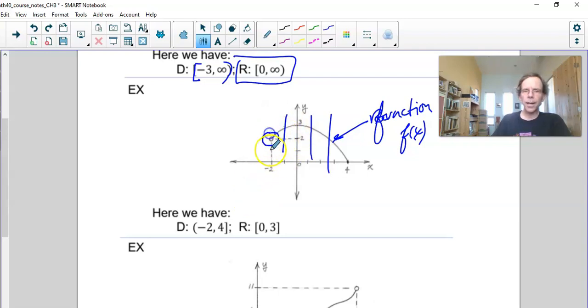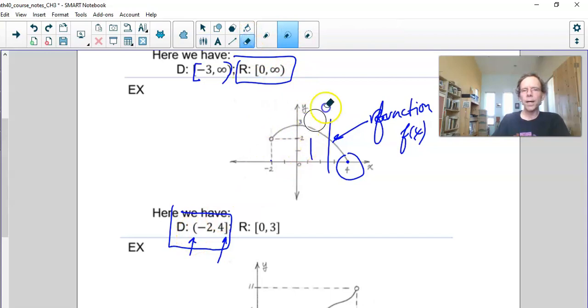Well, the leftmost edge is -2, but it's an open circle, so we don't include -2, but everything to the right of -2 would be in the domain up to 4. Then there's no more curve, right? So the curve ends at x equal 4, and it's a solid dot, so we're going to include 4. So the domain is -2 to 4, not including the -2, but including the 4. So square bracket on the 4, round parentheses on the -2.